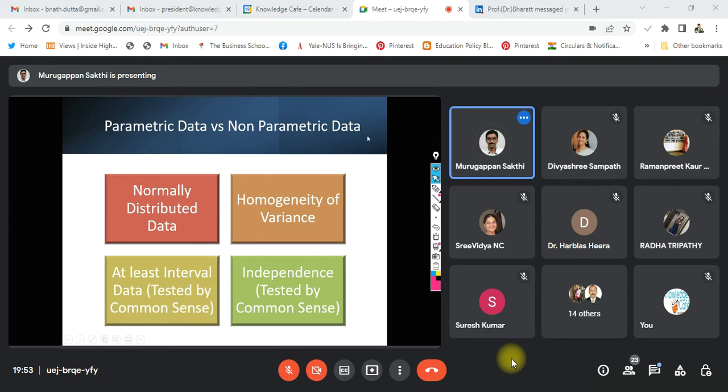And your data should be at least interval, preferably ratio data. And the variance of the data set is supposed to be homogeneous. And the independence condition means that the selection of the data set gives an equal chance of getting selected.